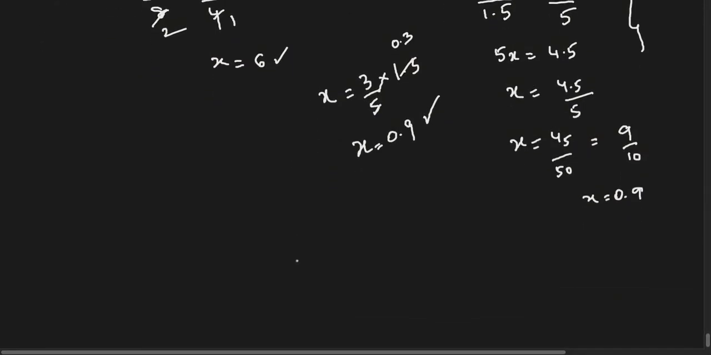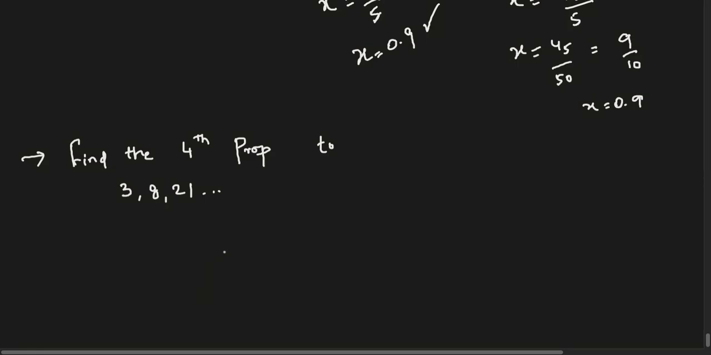Next problem. Find the fourth proportional to 3, 8, 21, and you don't know what the fourth proportional is here. So if you don't know something, what do you need to take? You need to take it as x, right? So what happens here? We need to find the fourth proportional. How will you find the fourth proportional here?